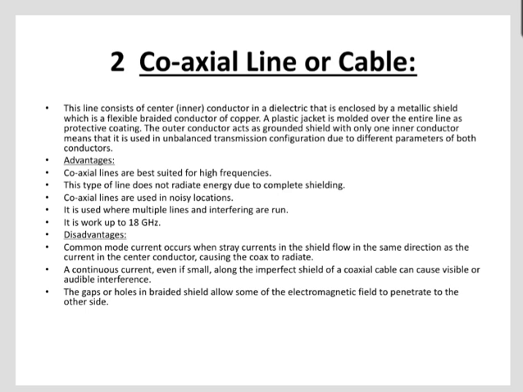Disadvantages: common mode current occurs when stray current in the shield flows in the same direction as the current in the center conductor, causing the coax to radiate. A continuous current, even if small, along the imperfect shield of coaxial cable can cause visible or audible interference. The gaps or holes in the braided shield allow some of the electromagnetic field to penetrate to the other side.